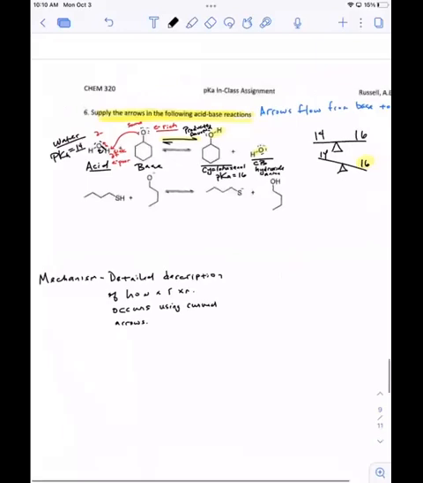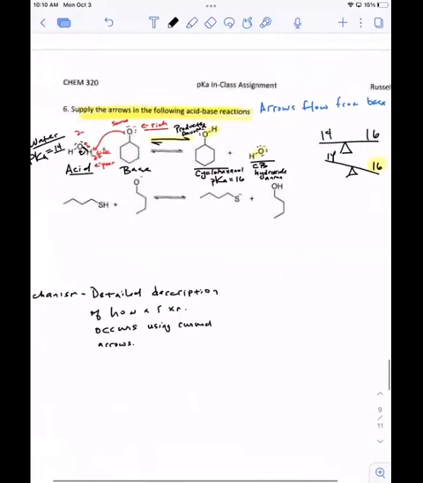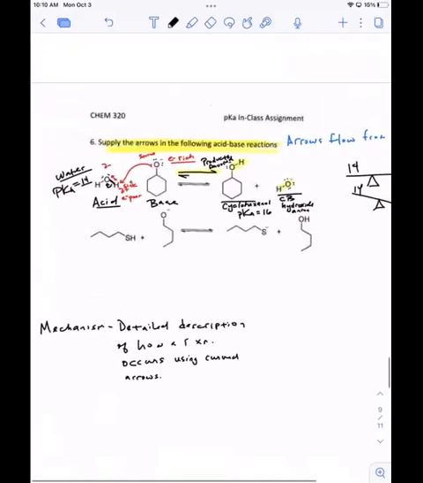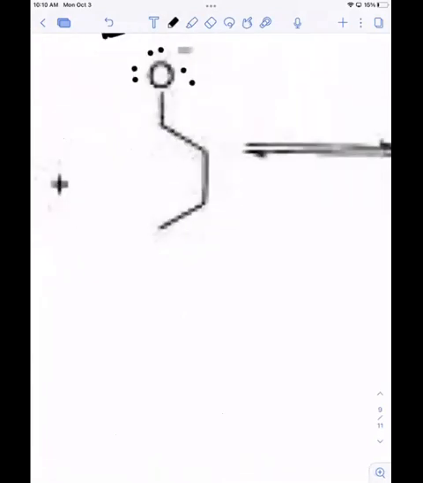So let's do the second example. And then we're going to come back to the first example, and we're going to do both actually, and talk about the factors that affect the pKa. But the second example will be a little bit clearer. All right, so let's do this. Let's put some electrons in here. This is my base.